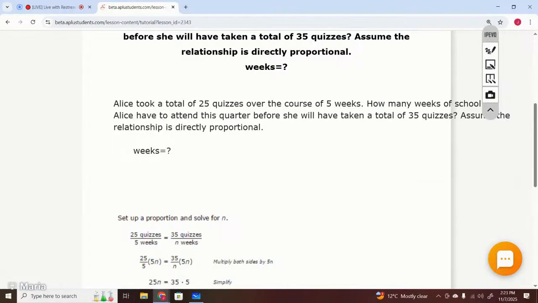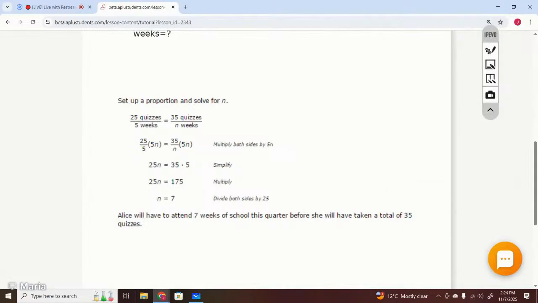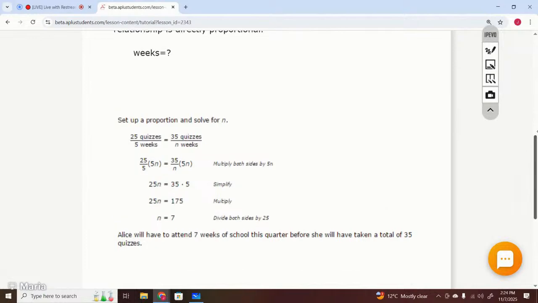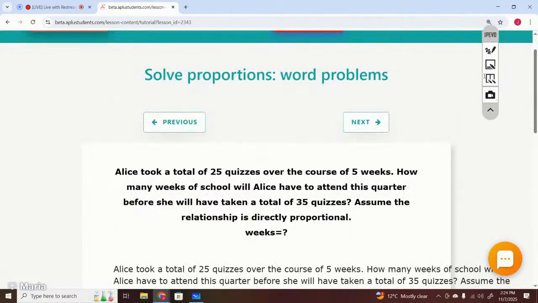So we have to cross multiply. That would be 25 times n. So you have to solve, n equals 7. You set up a proportion actually to solve them.